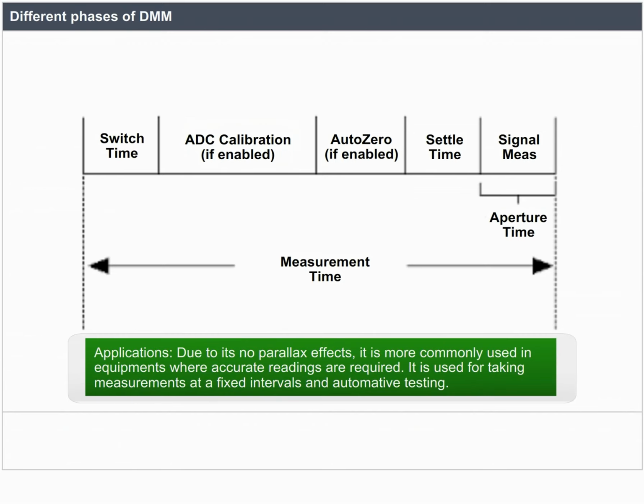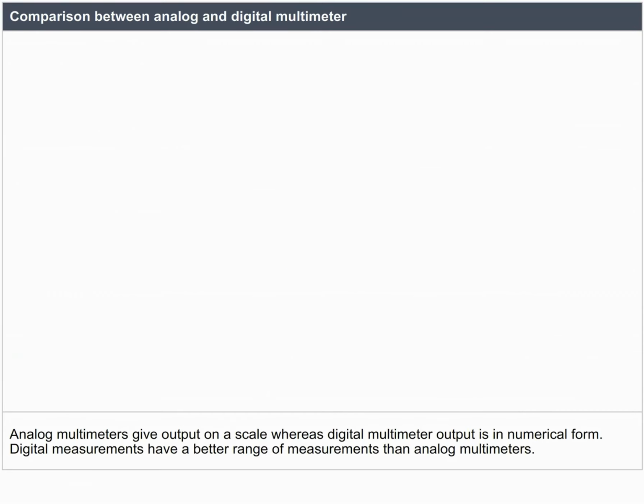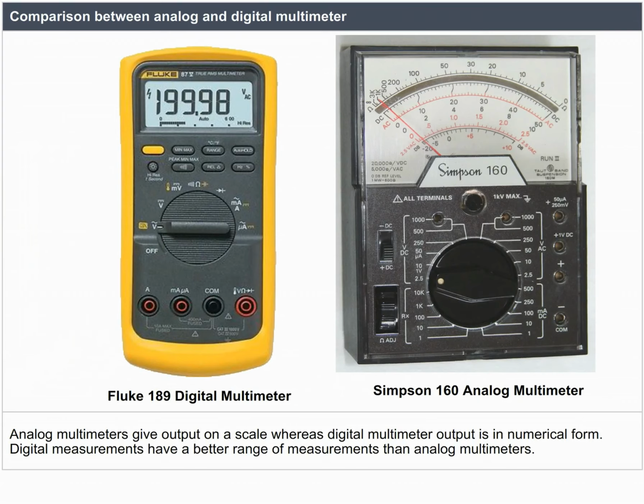Applications. Due to its no parallax effects, it is more commonly used in equipments where accurate readings are required. It is used for taking measurements at fixed intervals and automotive testing. Comparison between analog and digital multimeter. Analog multimeters give output on a scale, whereas digital multimeter output is in numerical form. Digital multimeters have a better range of measurements than analog multimeters.